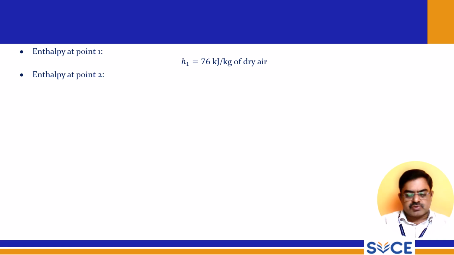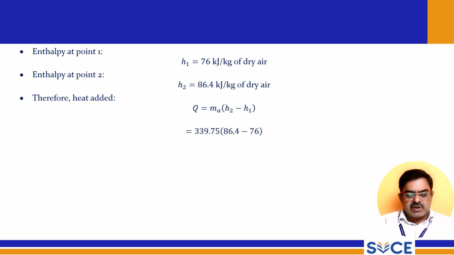At point 2, we have to extract this from the psychrometric chart: H2 equal to 86.4 kilojoules per kg of dry air. Heat added is Q equal to Ma into H2 minus H1. So that is 339.75 into 86.4 minus 76, which is nothing but 3533.4 kilojoules. So that is the answer.